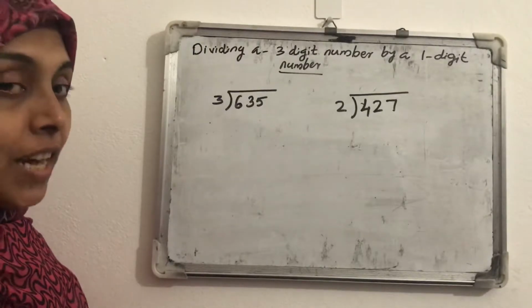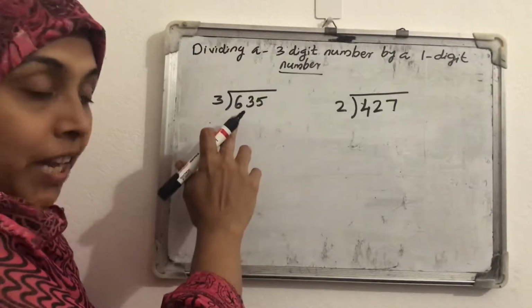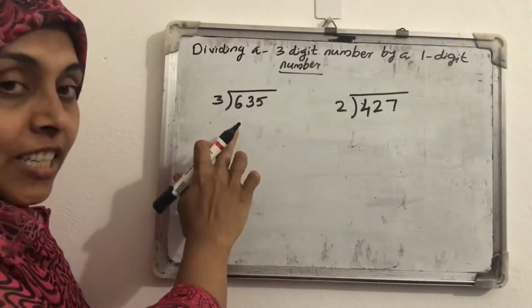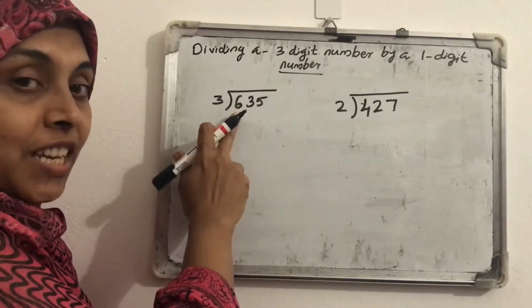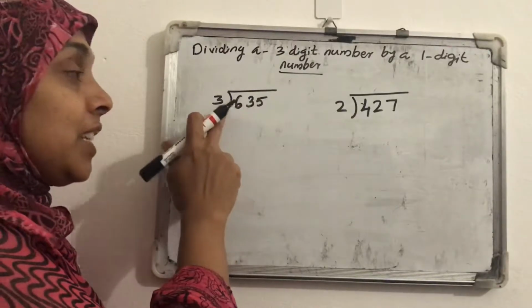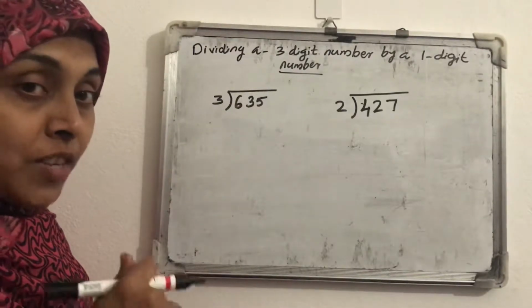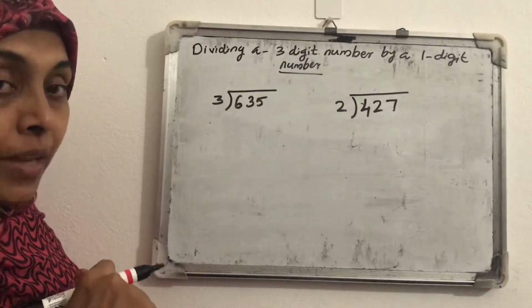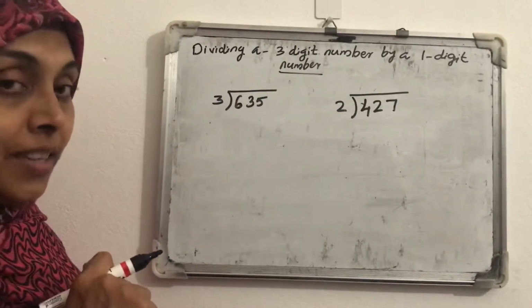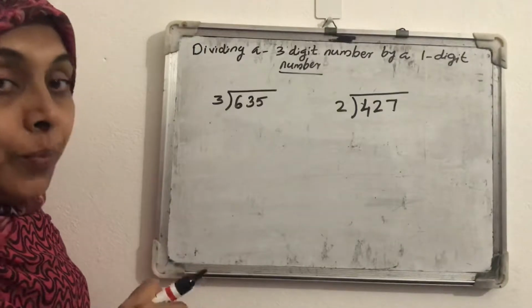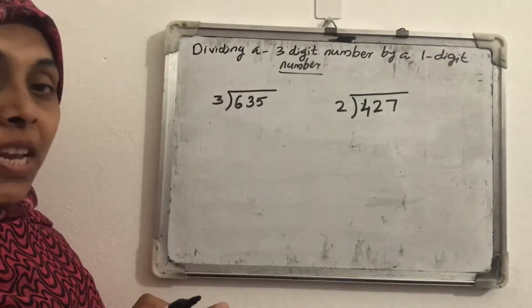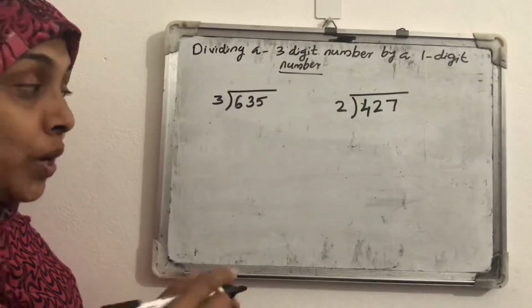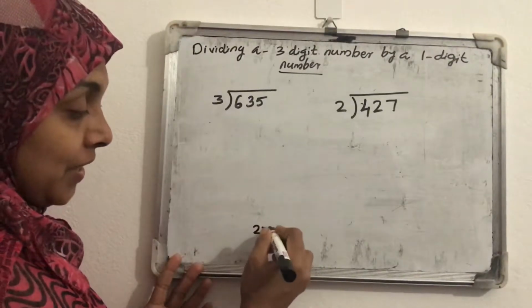First, in the dividend, we start with the leftmost digit. Here it is the hundreds place digit, which is 6. Then 6 divided by 3. We want to find out, in 6 how many 3's are there? For that we use the table of 3. 1 into 3 is 3. 2 into 3 is 6.